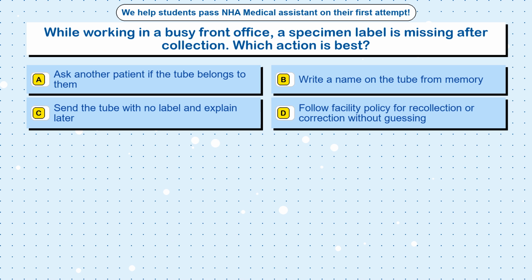Question 12. While working in a busy front office, a specimen label is missing after collection. Which action is best? Option A. Ask another patient if the tube belongs to them. Option B. Write a name on the tube from memory. Option C. Send the tube with no label and explain later. Option D. Follow facility policy for recollection or correction without guessing.